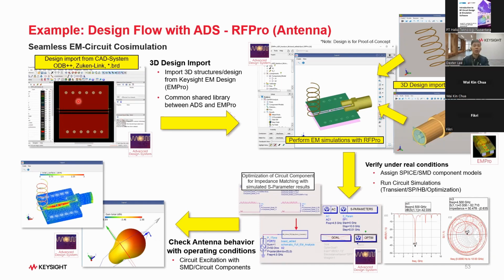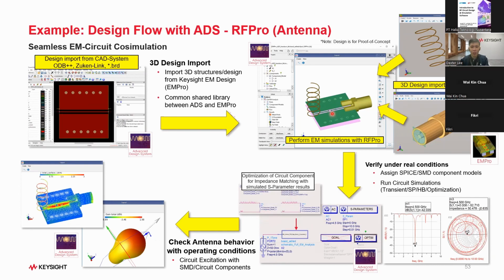Once that's done, again, you can use RF Pro, and RF Pro is the main tool whereby we can start to do 3D import here. So this is not the actual design, it's just a proof of concept whereby I have a helix antenna and a SMA connector that I integrated together with my PCB board here. And then I use RF Pro to do the EM simulation. And if need to, I can do optimization whereby I optimize the impedance matching network.